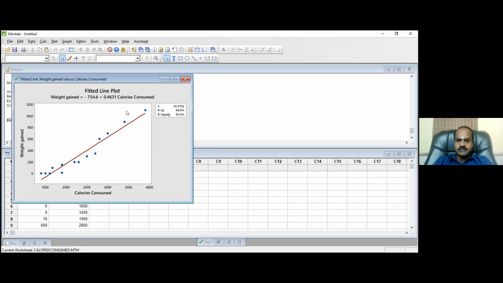Do you all understand all these things? This is your y variable, the response. Calories is your x variable, the predictor. What is this number? The coefficient of the predictor, the regression coefficient. And this is called the regression constant. Each one will help you in arriving at the solution.